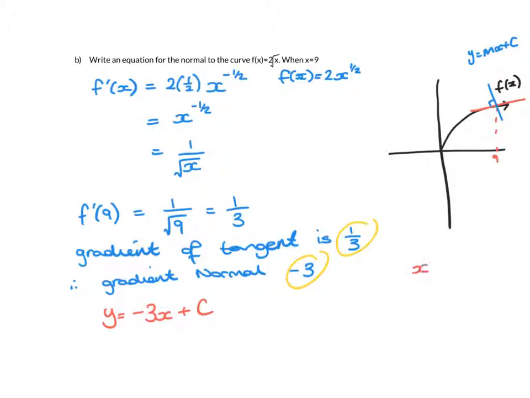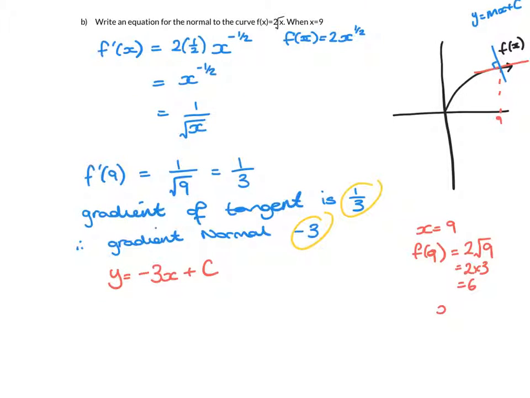So what we know is that x is 9. So if we work out what y is when x is 9, so work out f of 9 in the original function, that's 2 times the square root of 9, which is 2 times 3, so 6. So when x is 9, y is 6. That's the coordinate, 9, 6.